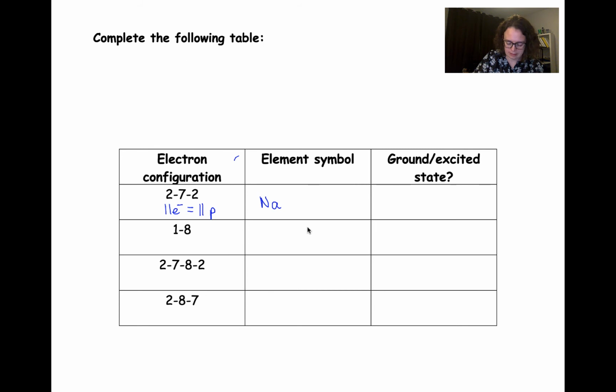And I can also look on the periodic table at my ground state electron configuration, which is 2, 8, 1. Then I can do a direct comparison, right? 2, 8, 1 is slightly different than 2, 7, 2, right? So it looks like in the given electron configuration, one of our electrons has moved from n equals 2 to n equals 3. So this electron configuration is going to be excited.